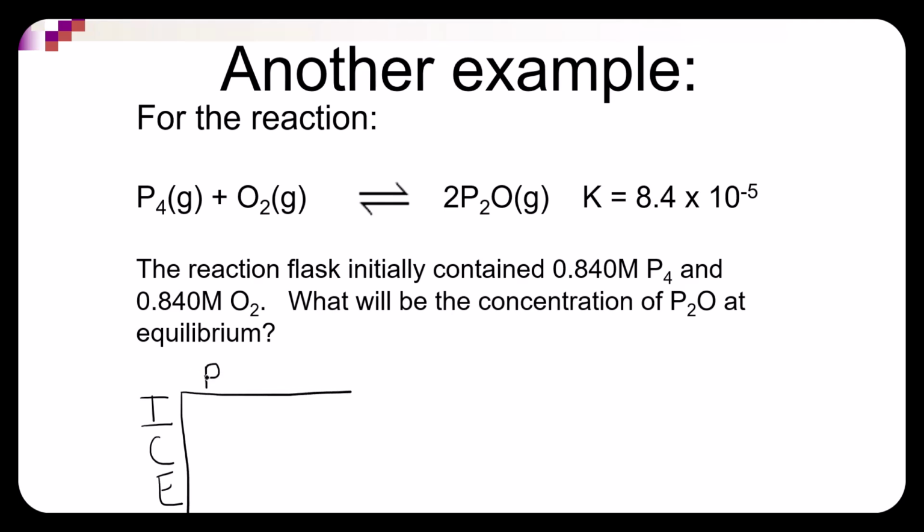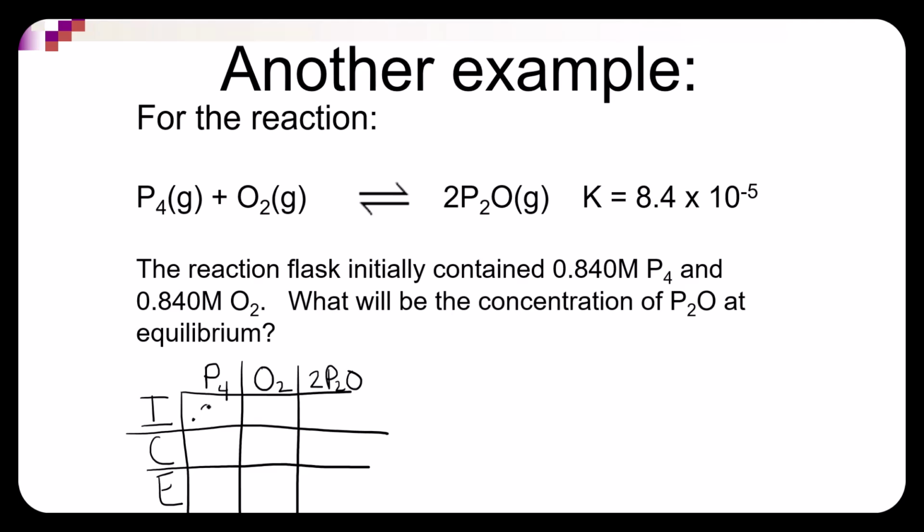We've got our reactants, P4, O2, our products, P2O. I always like the coefficient in there. All right, so it says the reaction flask initially contains 0.84 of P4, 0.84 of O2, no mention of our product at all, so we can assume that is 0. And then that's it. And we have the K value. Okay, so it looks like we're going to be filling in our ICE table with X's.